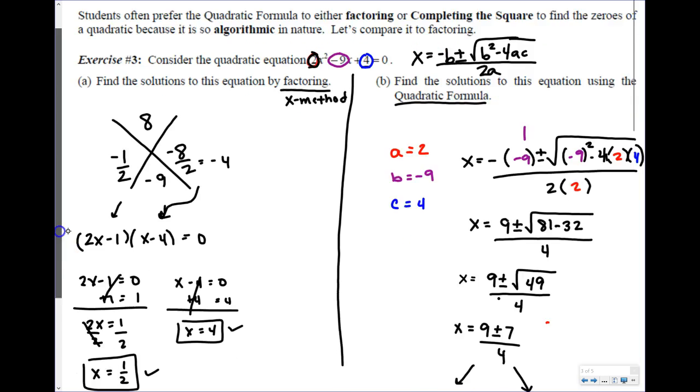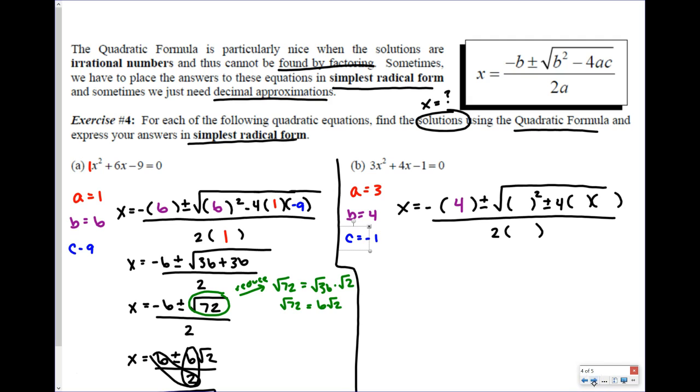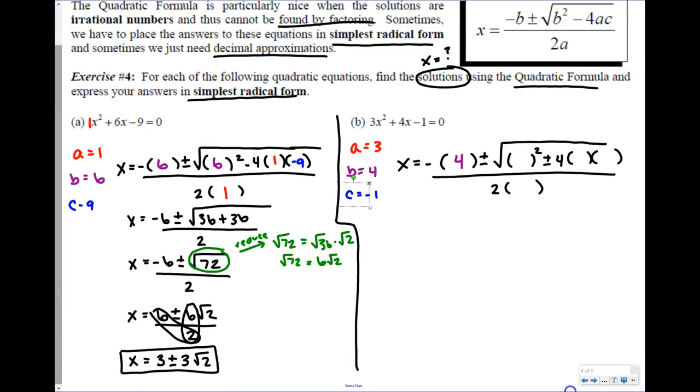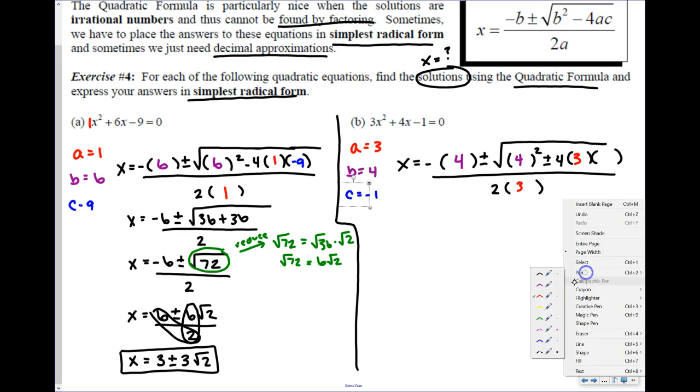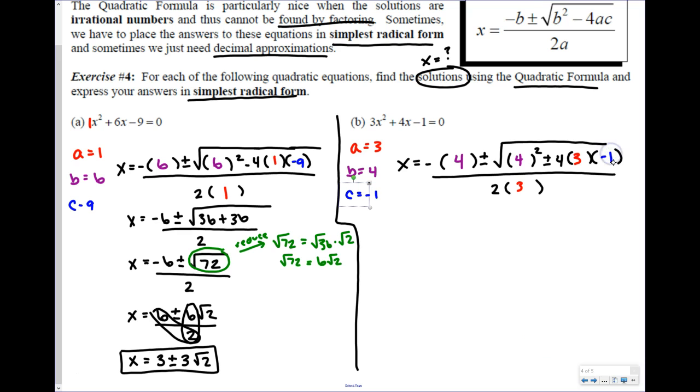What just happened to my screen? Sorry, I accidentally pushed the left button. Okay. 4 here for the other B. And then I'm going to plug in A. A is 3, so I have a 3 here and a 3 here. And finally C is negative 1, so I'm going to plug in a negative 1 here.